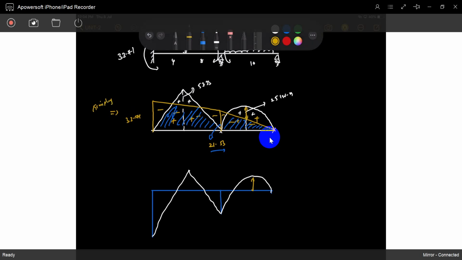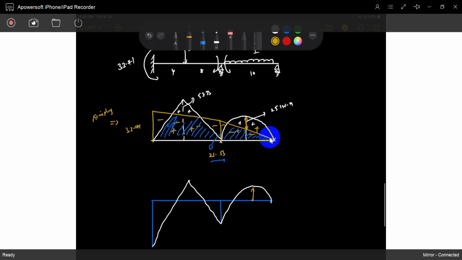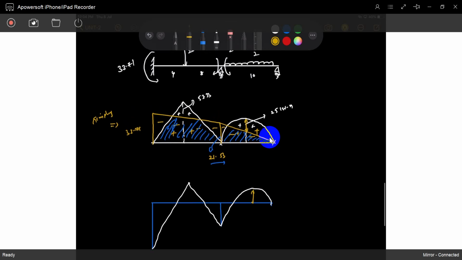Otherwise, if you take it section by section, you will get it without finding the reactions. Understood? Without finding the reactions, you will get the shape. You can't find the exact value that way. If you want the exact value, you have to find the shear force reactions and then get it. Okay, so that's it.